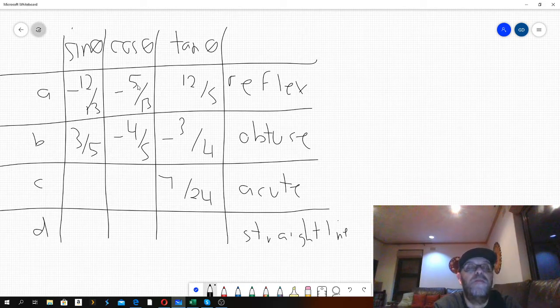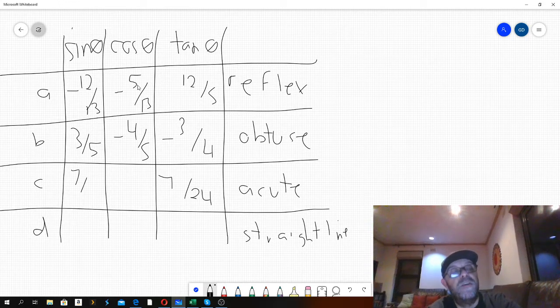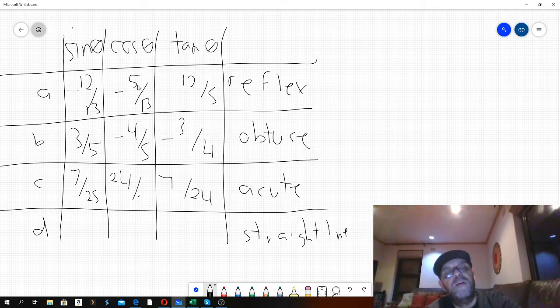Right, for the third one, C, we've got 7 over 24. That would be the opposite over the adjacent. That would make our hypotenuse 25. And we're in an acute angle here, so all the ratios are positive. So here we've got 7 over 25, and here we'll have 24 over 25.